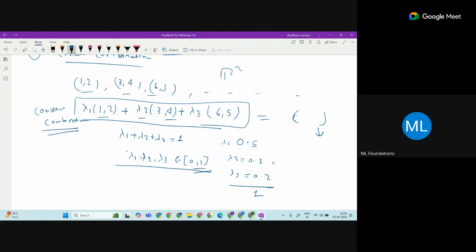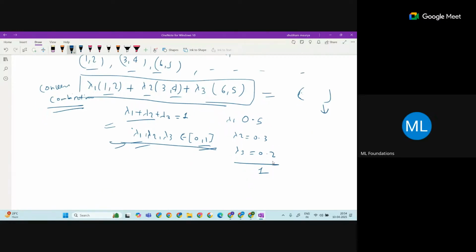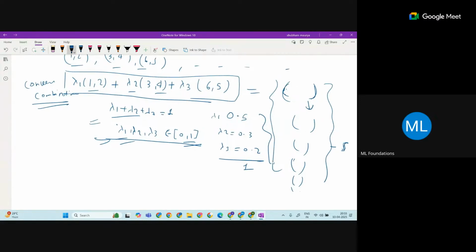Same way, if I start changing the lambda 1, lambda 2 values within this constraint, by one set of lambda values I get one point. Similarly, I change the lambda values and get another point. I will generate so many points, infinitely many, and I collect them in this set. All of them are contained within this set. This is called the convex hull. This is the definition of convex hull.